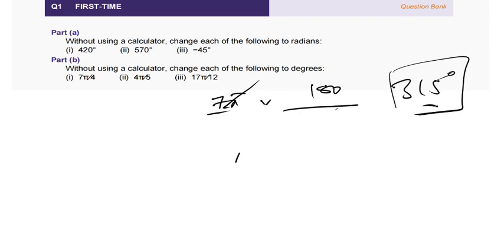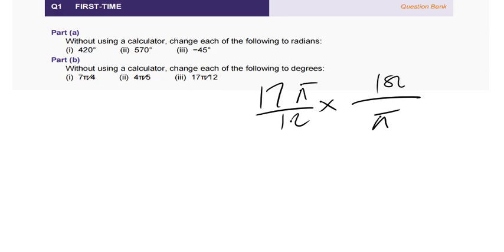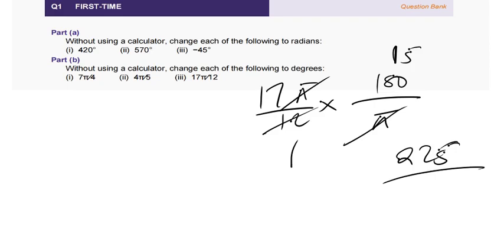So I'm going to skip part 2 and go to part 3. Okay, so 17 pi divided by 12 times pi divided by 180. So 12 here, 1. Then 180 divided by 12. 12 goes into 180, which is 15. So you do 15 times 17, pi and pi will go. You end up getting 225 as our answer.